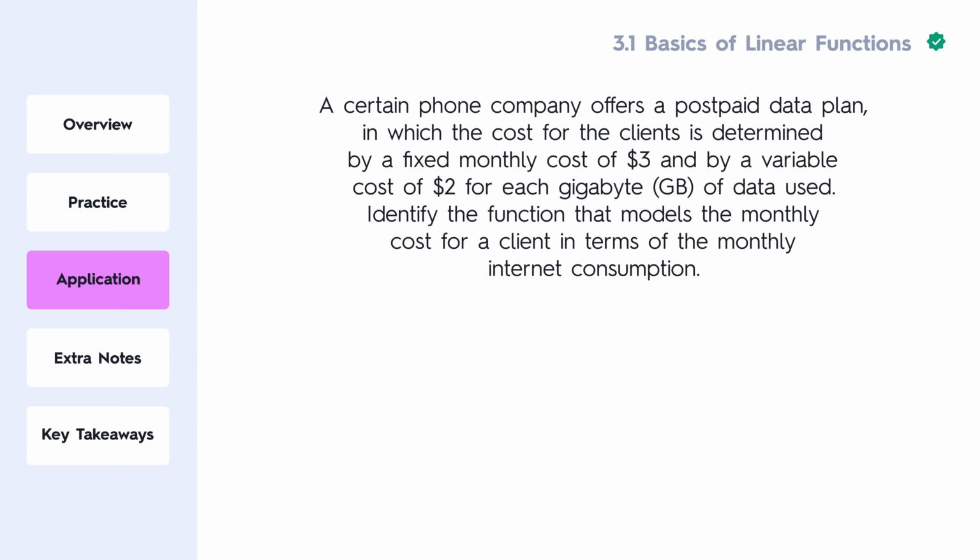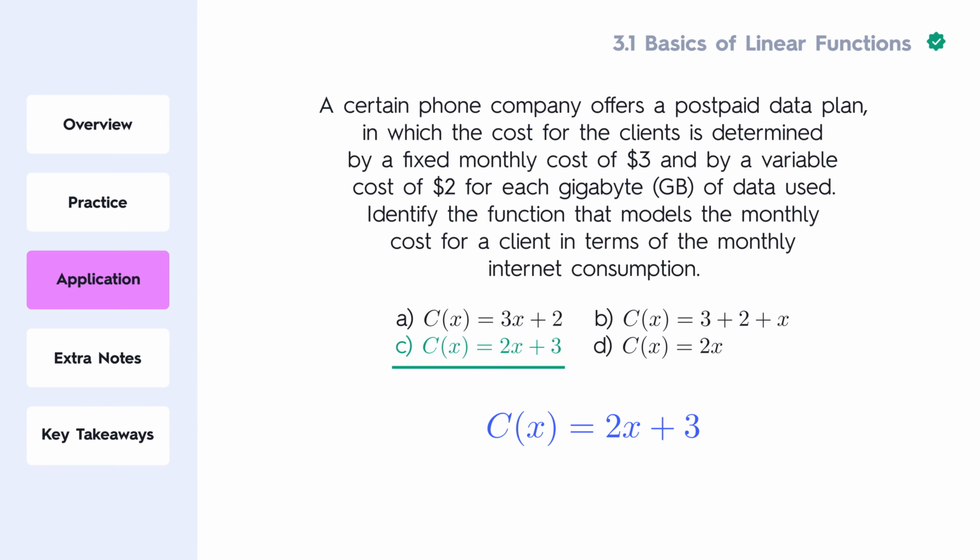The goal of the task is to identify which of the given options represents the cost C of service for a customer, where x represents the number of gigabytes, GB, of data used, so the function will be denoted by C of x. The cost of $2 multiplied by the number of gigabytes of data used will give us the price of internet consumption, so the function C of x must have the variable cost, 2 times x. Then, we include the monthly fixed cost to the formula, which is $3. So, the cost function can be described as C of x equals 2x plus 3. Notice that option C is the correct choice.